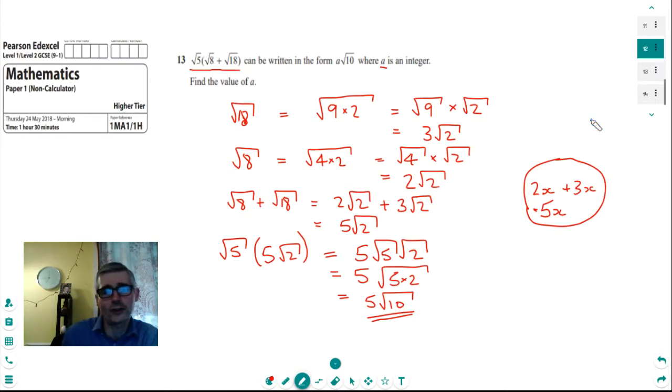And we've done it because we've got it in the form that it's asked. We're asking for a number times root 10. And we can see that in this case, our a is equal to 5, the number that's multiplying the root 10.